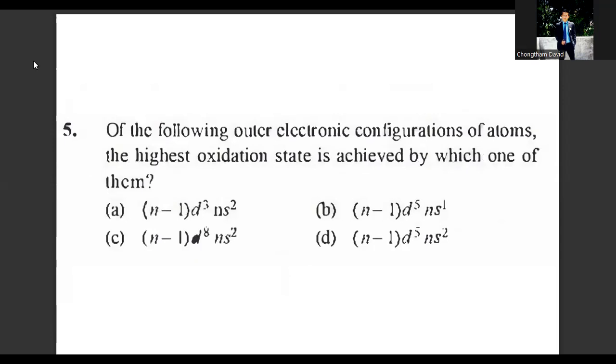Of the following outer electronic configurations of atoms, the highest oxidation state is achieved by which of the following? You're given different types of configuration, and you're asked to find the highest oxidation state. So (n minus 1)d5 ns2 would exhibit the maximum oxidation state of plus 7. So the answer to question number 5 would be option 2.